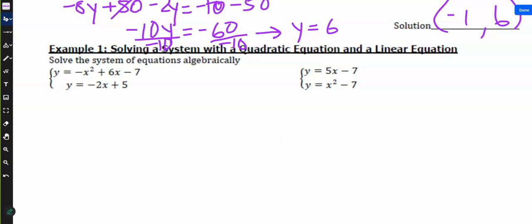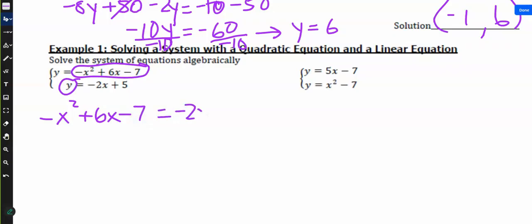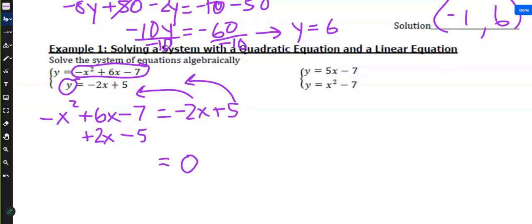So we can do other things like that, right? We can take this, substitute it here, giving me negative x squared plus 6x minus 7 equals negative 2x plus 5. I'm hoping that you see what I see. I'm going to be pushing these to the other side, adding 2x, subtracting a 5, setting this thing equal to 0, because I will have negative x squared plus 8x and a minus 12.